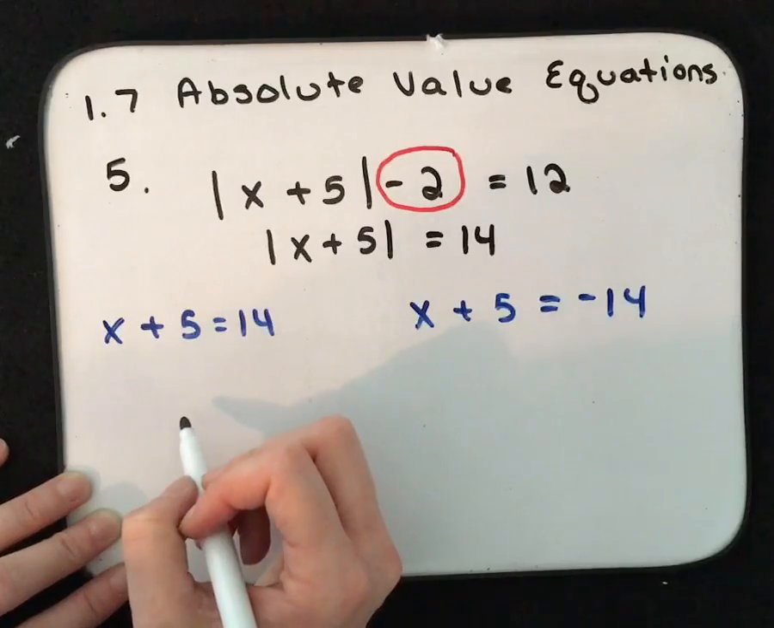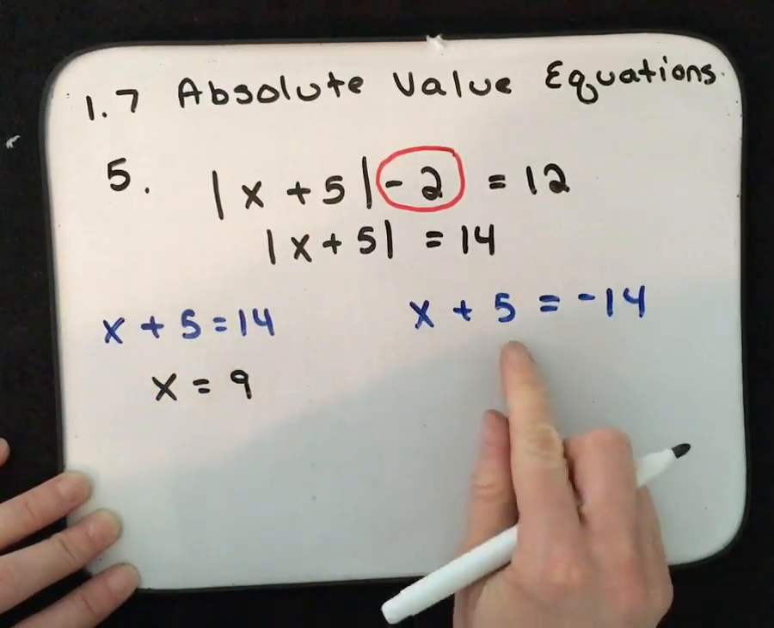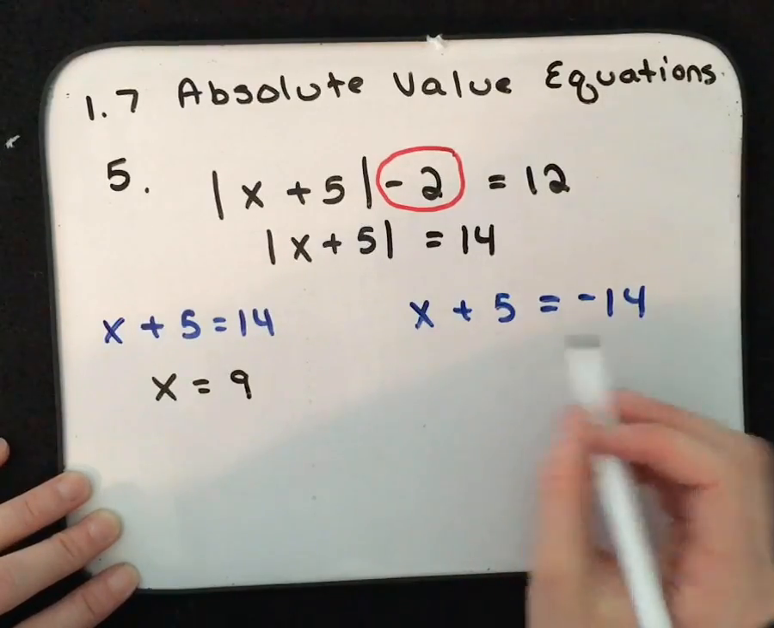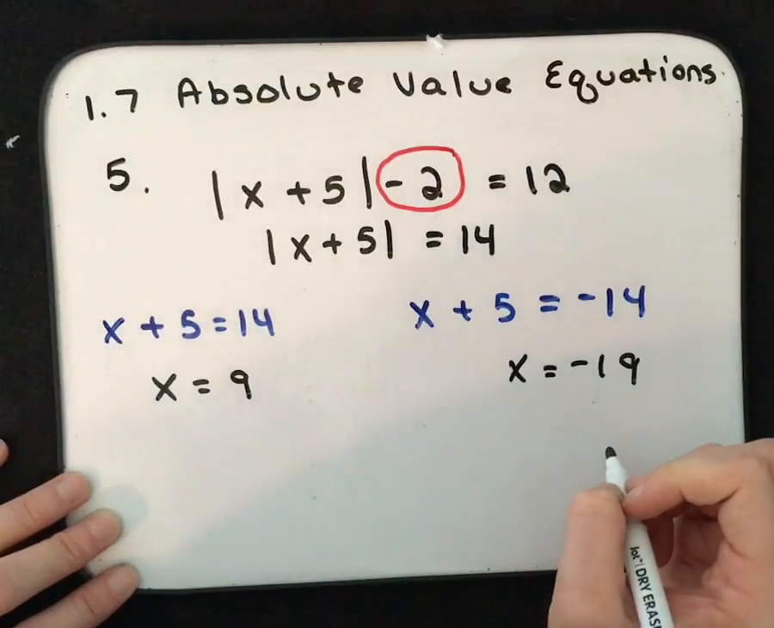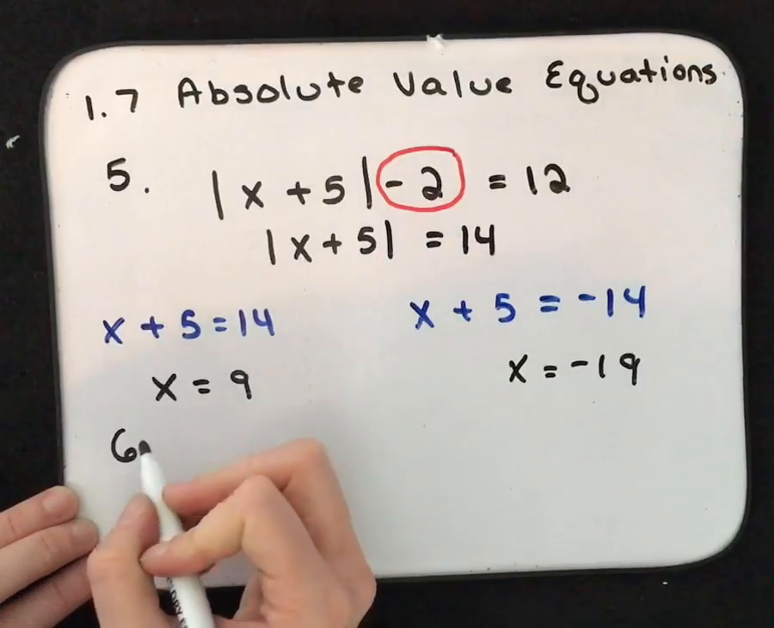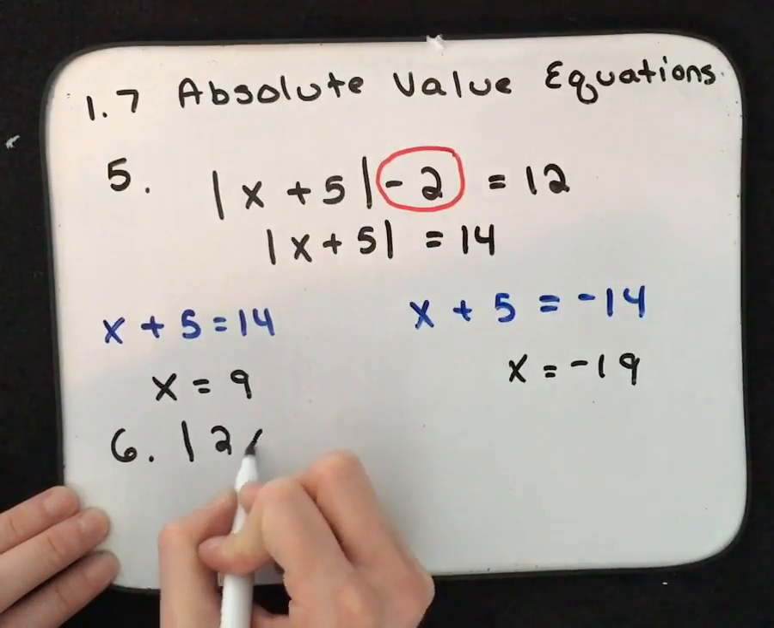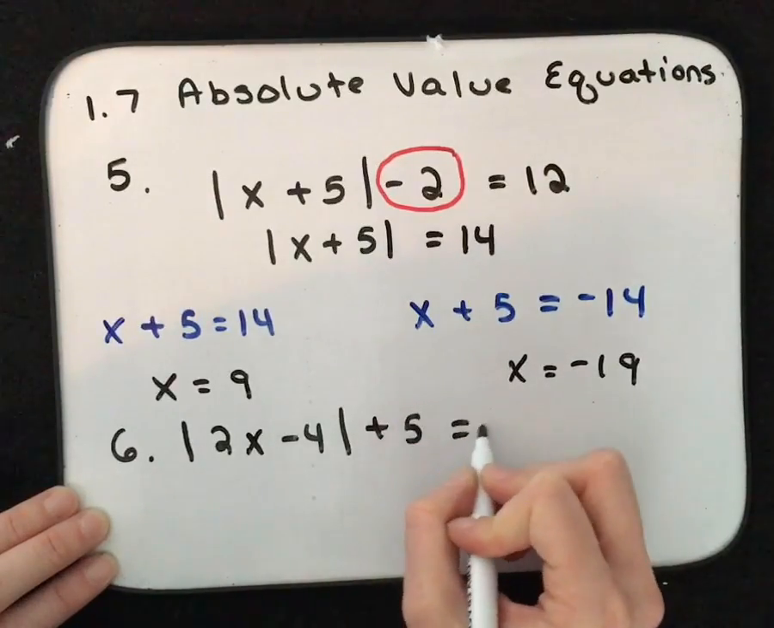So here we subtract our 5 from both sides. 14 minus 5 is 9. Here we subtract our 5 from both sides. Negative 14 minus 5 is negative 19. Let's look at number 6. We have the absolute value of 2x minus 4 plus 5 equaling 3.